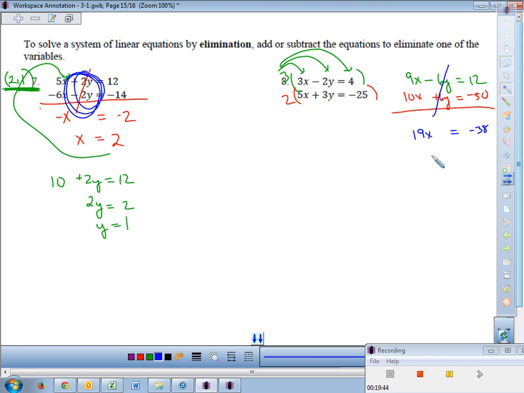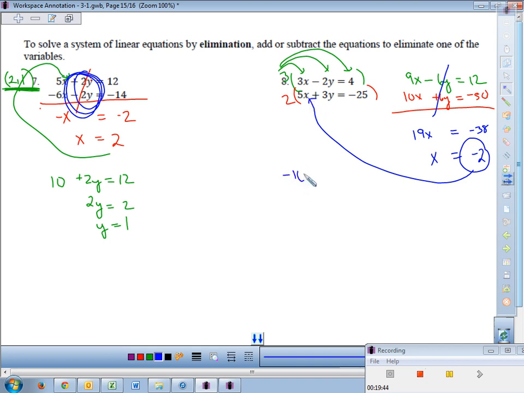So I can divide both sides by 19, and that would make x equal a negative 2. And now I can substitute this into any one of these four equations, 1, 2, 3, 4. I'm going to choose one of these to make it smaller. You know, it's got smaller numbers. So if x equals negative 2, I'm going in here.